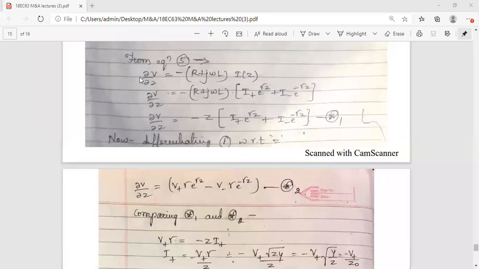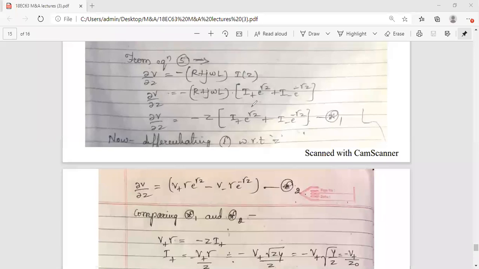So now we will compare these two equations. One is ∂V/∂z star 1 equation, you can see, and the second one is ∂V/∂z star 2 equation. If I make both LHS equal, I can take RHS also equal. If I compare, what will happen? What is the coefficient of e raised to gamma z? Minus Z I plus, right? And what is the coefficient of e raised to gamma z here? It is V plus gamma. So that's what I'm doing here, comparing the coefficients.